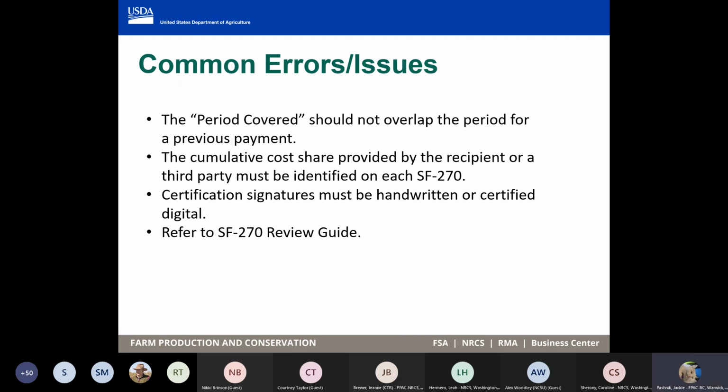Another common thing is the total that's submitted should always include the non-federal share. If someone has provided, or you're providing some of the cost share, or your third party has submitted it, make sure it's included with each request and it's carried forward for each request. It's a cumulative reporting on the payment request. Again, it is handwritten or certified.